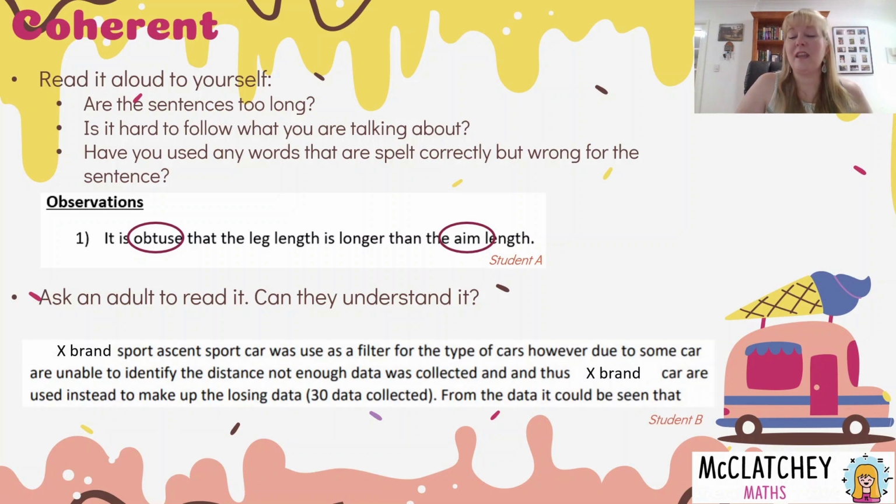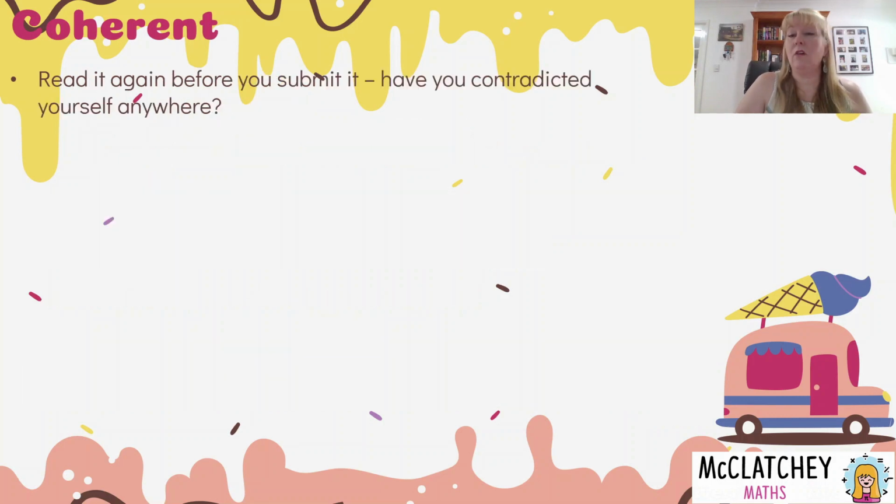Here's another example. I've replaced the type of car here with X brand, so bear in mind it's not going to make sense with X brand in there. But this student has said, X brand Sport Ascent Sport car was used as a filter for the types of cars. However, due to some car are unable to identify the distance, not enough data was collected, and thus X brand car are used instead to make up the losing data from the data. What on earth? Not coherent at all. So it's good to get someone else to read it.